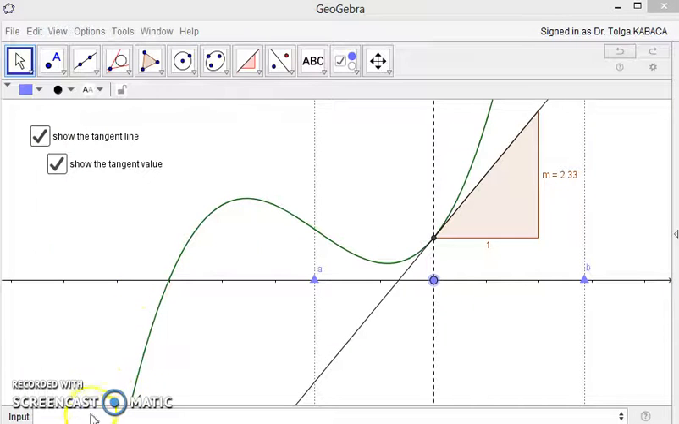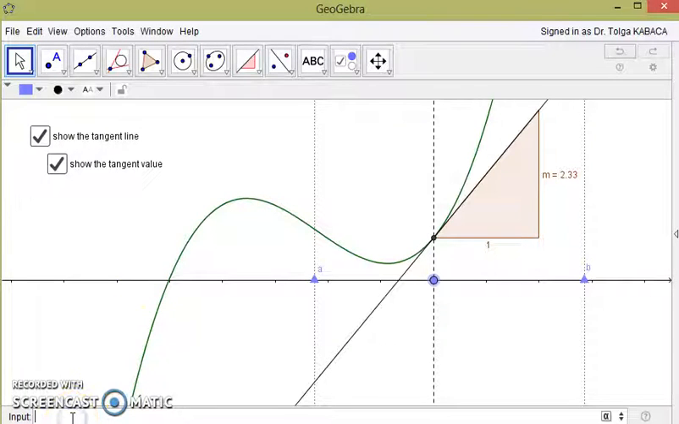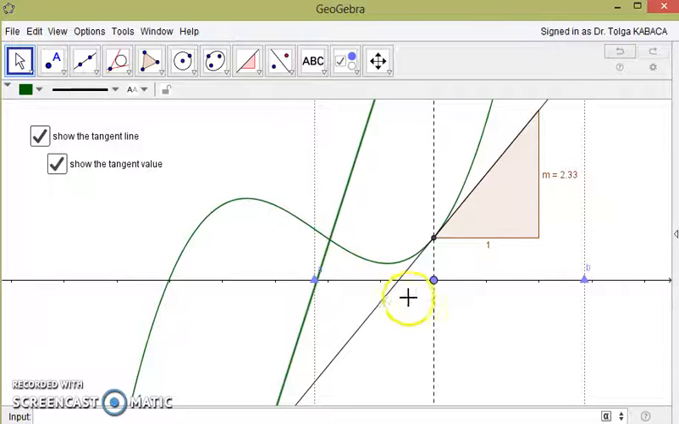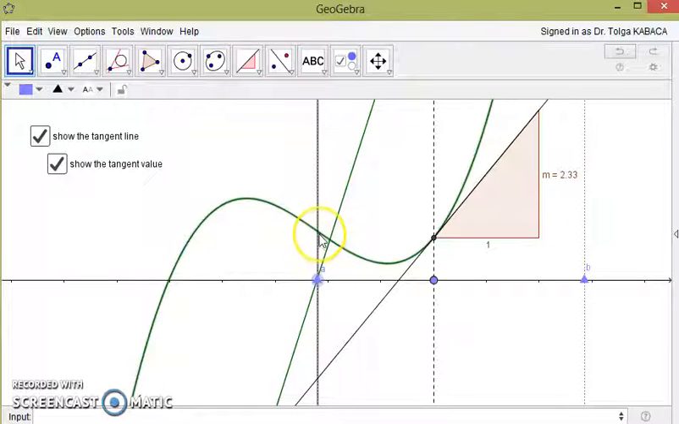Let's see the second derivative. Like this. This line is the second derivative's line. From minus infinity to a, the second derivative takes negative values, and from a to plus infinity, the second derivative takes positive values, and the function is concave up after a and concave down before a.